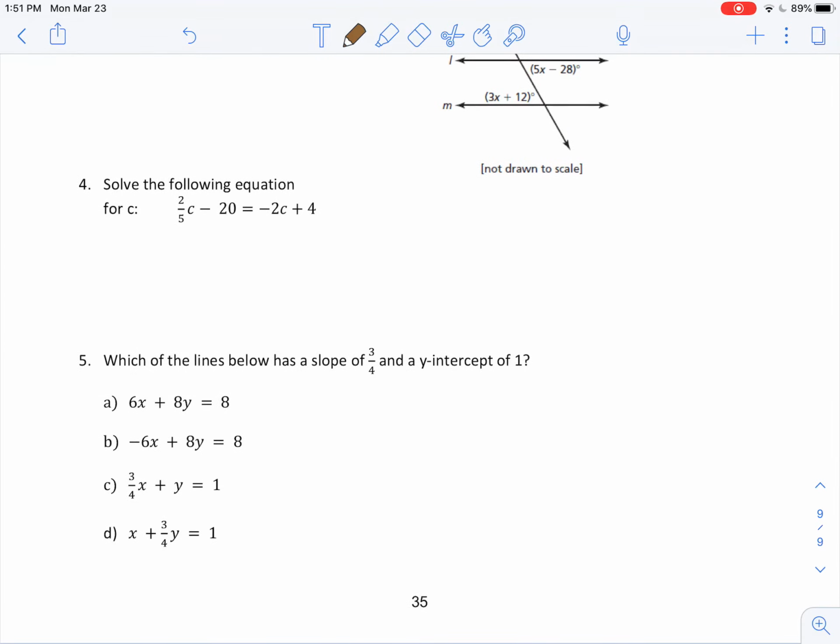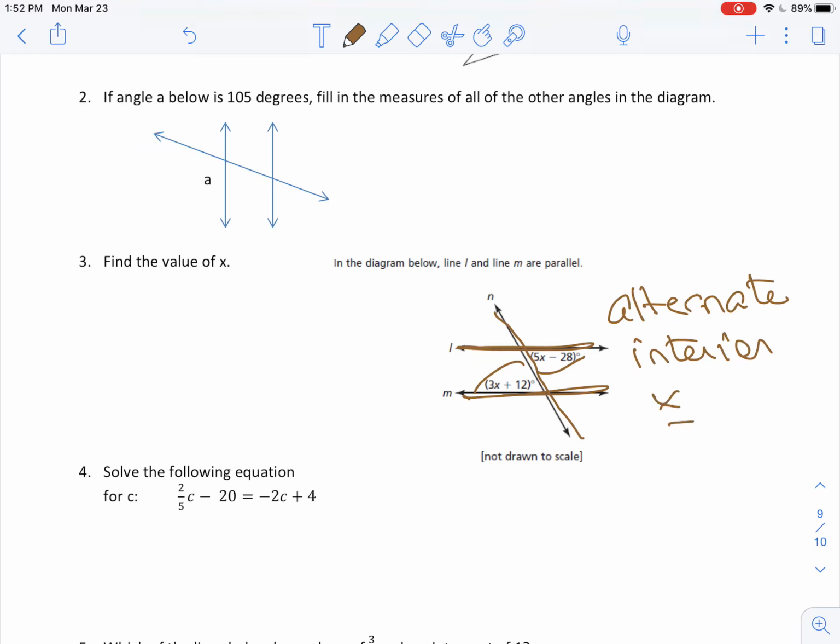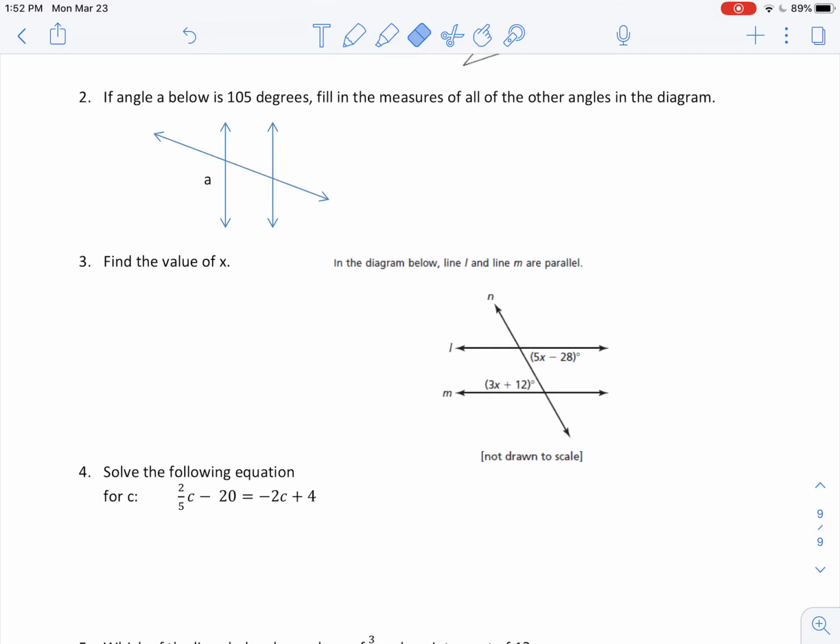If you get frustrated, you still go on, and everybody does page 35. We always identify the type of angles that there are. Now let's see here. Opposite sides of the transversal. Inside the parallel lines. And they're congruent. That's how we start that problem.